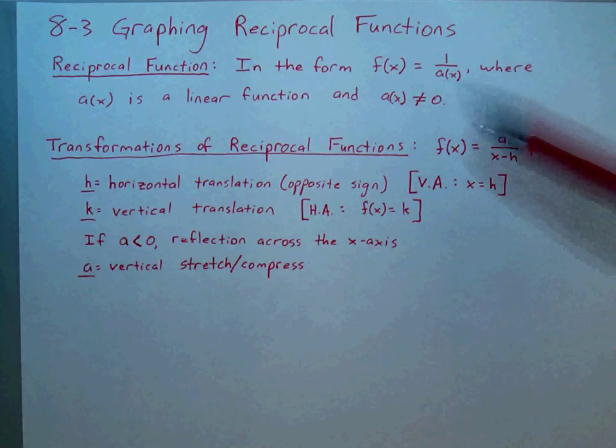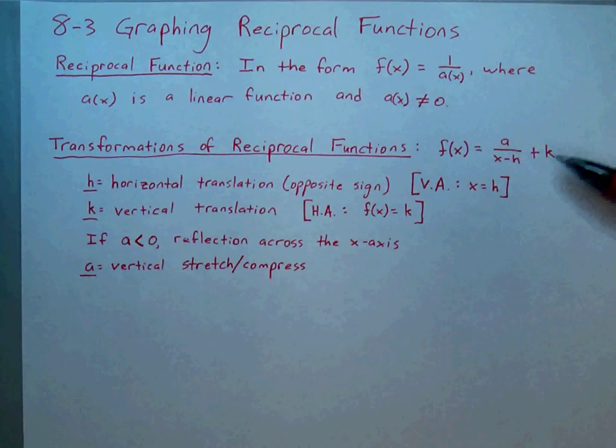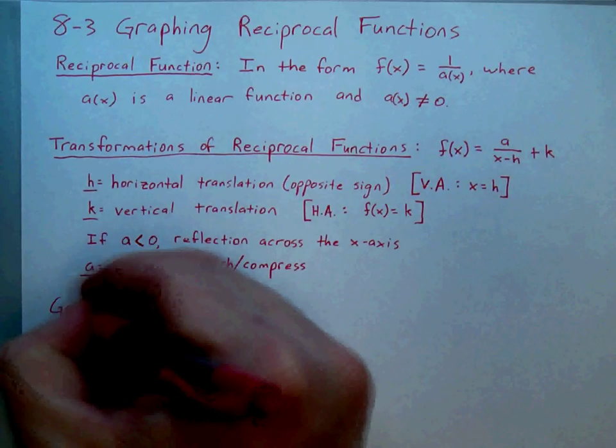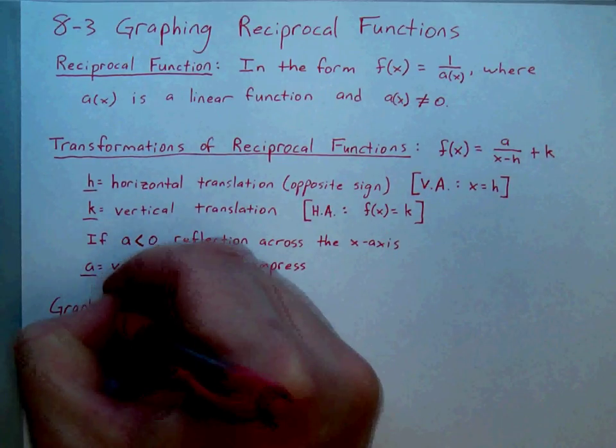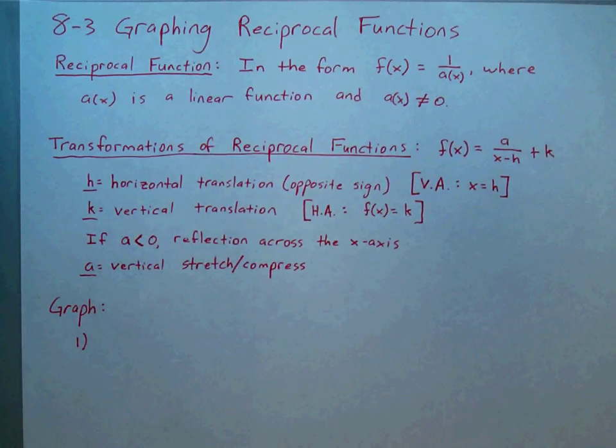And you'll see, based on the transformation section, there might be something in the numerator, but it'll just be a constant. It won't be anything linear in the numerator, and you may have a constant added at the end of your k. So let's go ahead and jump right into some graphing. We're going to have some asymptotes in this section. We'll have to worry about domain and range as well.